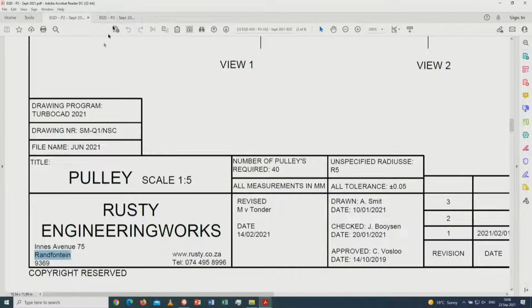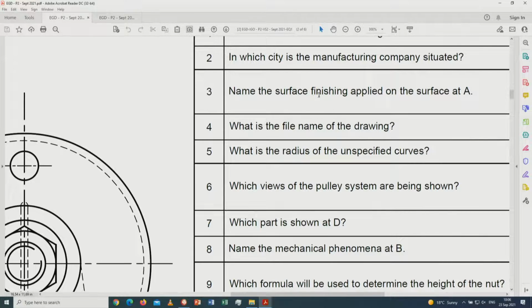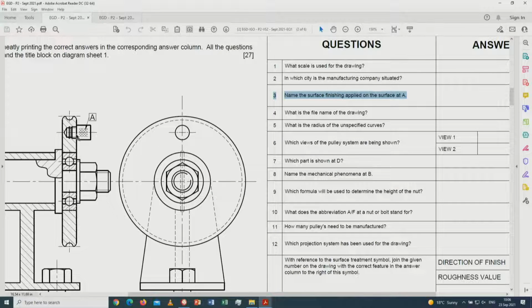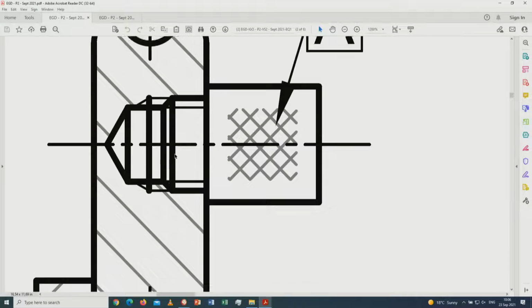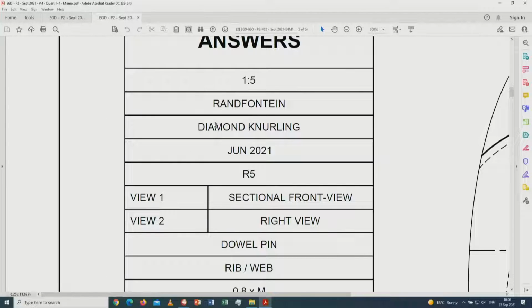All right, so next question, what they ask over here: surface finishing must be applied at surface A. Now we have done this. This is diamond knurling at A itself. So there you can see the diamond knurling. So your correct answer should be diamond knurling in that regard.